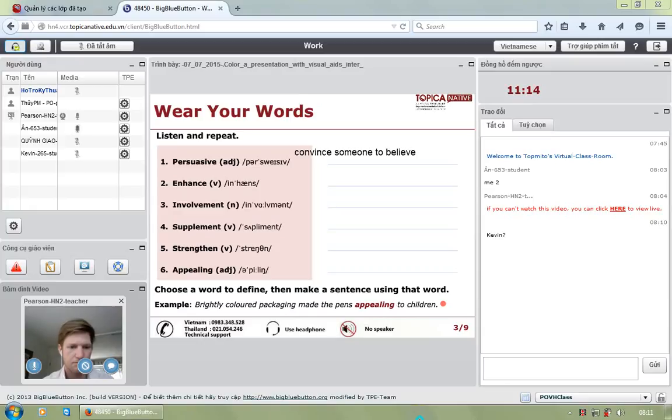And can you use persuasive in a sentence? Those are persuasive reasons. Okay, reasons? Is that what you said? Yes, reasons. Okay, yeah, that can make sense. Those are persuasive reasons. Okay, good.